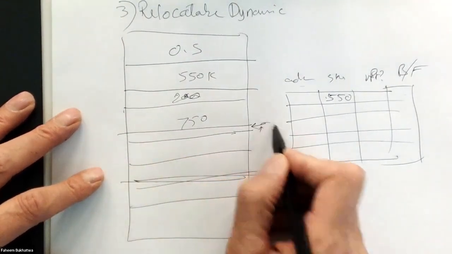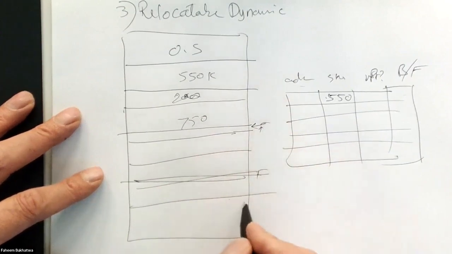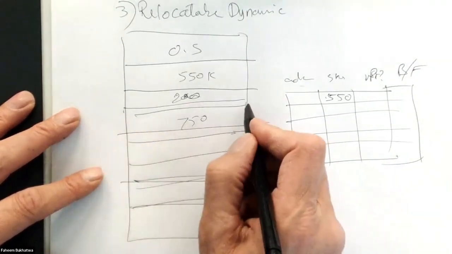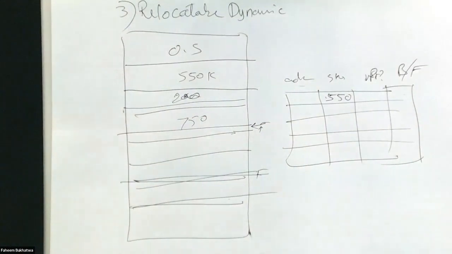There's a fragment, I'll just mark it here as F, well, not free, but fragmentation. There's a lot of wasted external fragmentation. Remember, it's not internal fragmentation, right? Or is it? Okay. So we have a lot of external fragmentation.